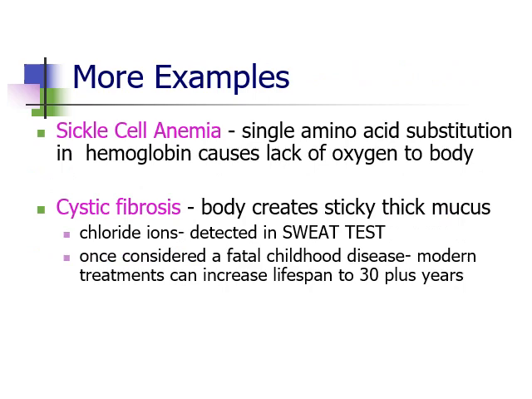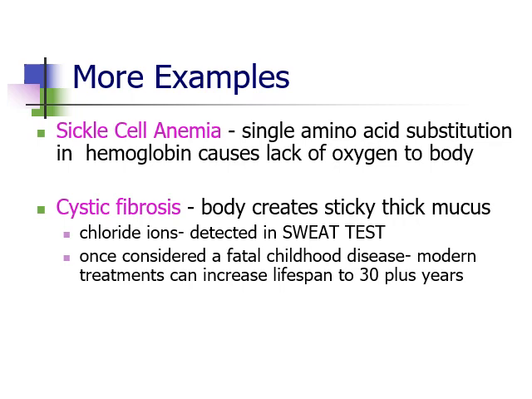Sickle cell anemia is another example that we've talked about a little bit. This is where a single amino acid substitution in hemoglobin causes lack of oxygen to the body. So it changes the shape of the red blood cells and prevents them from passing on enough oxygen throughout the body. Cystic fibrosis, we talked about this one a little bit.